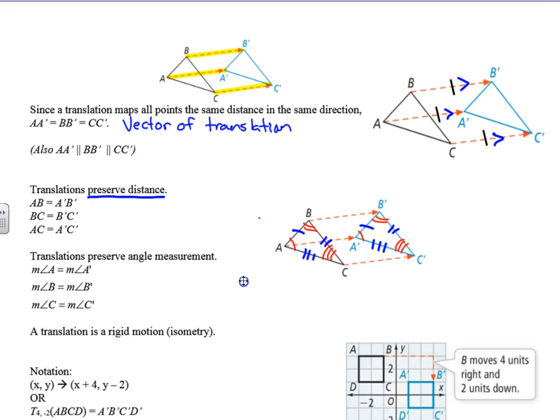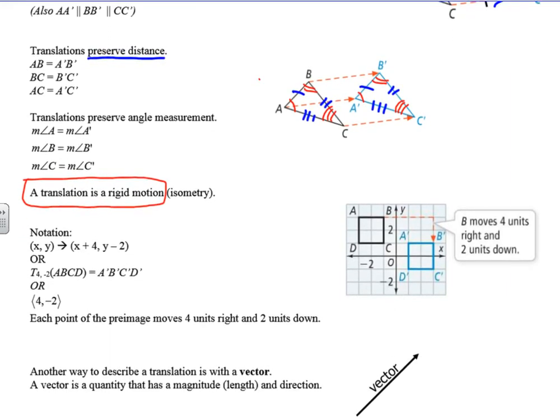So a translation is a rigid motion. That's a key concept here, that it is a rigid motion. Remember, rigid motion, number one, preserves distance. Number two, preserves angle measure.